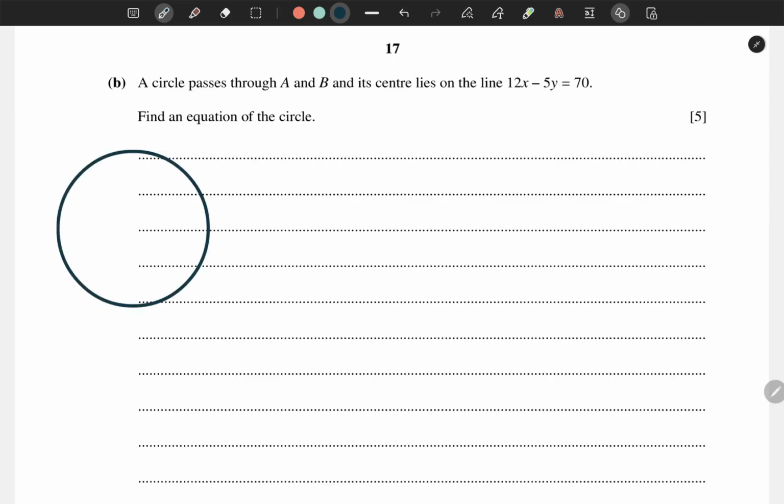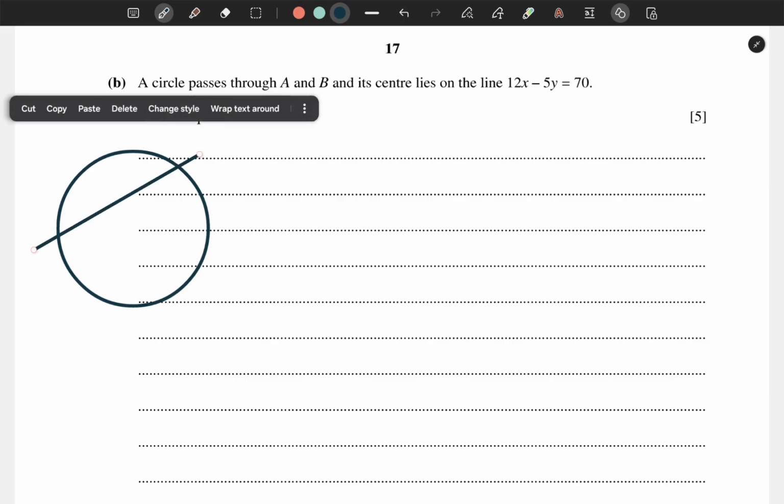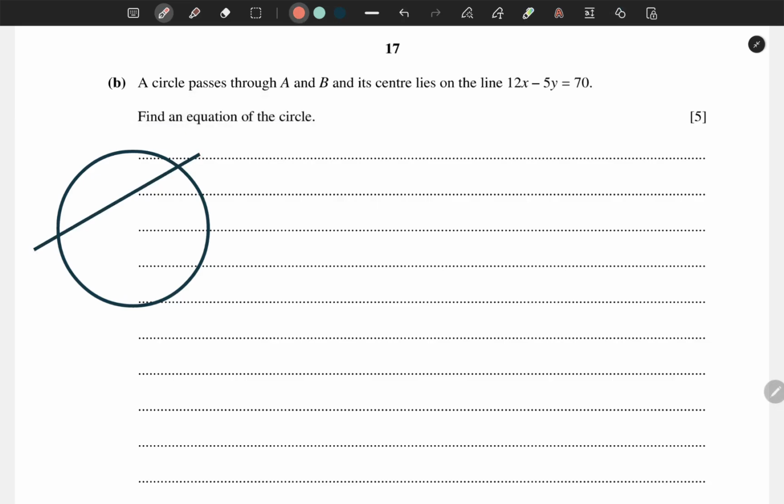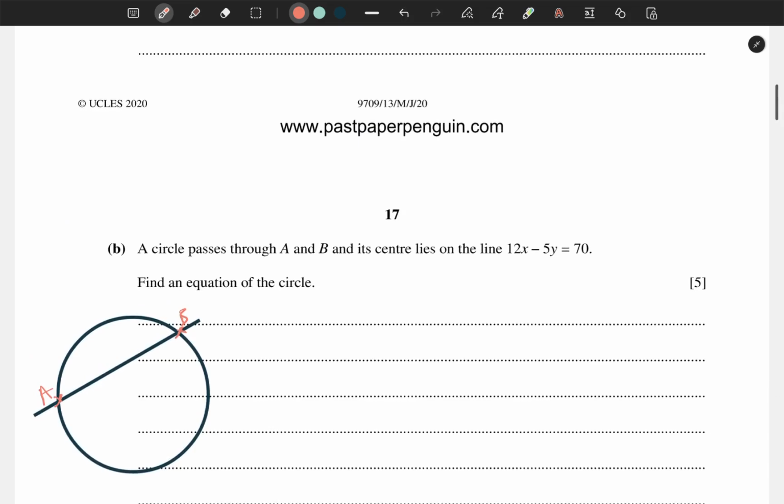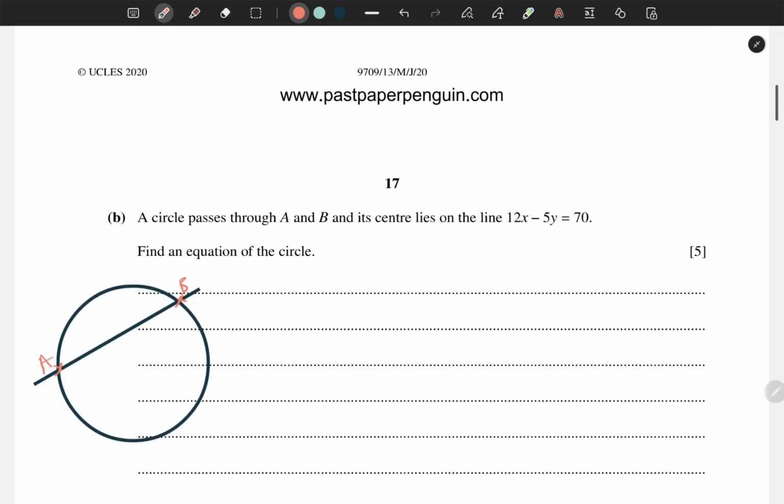Okay, let's consider this to be a circle. Of course we have a line here, so we are still using the same line we considered above, because we are talking about the points A and B. So let's take this place to be A, and this place to be B. And don't forget you are told that a circle passes through the points, we've done that, and its center lies on the line 12x minus 5y equals 70.